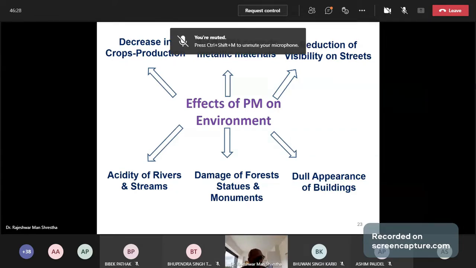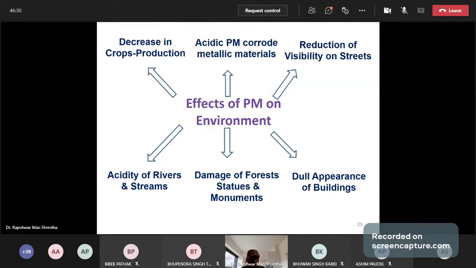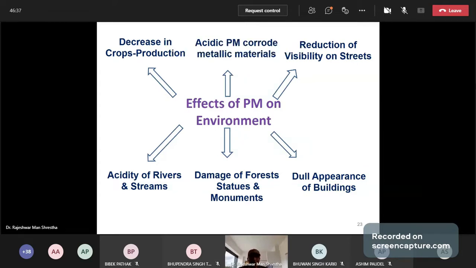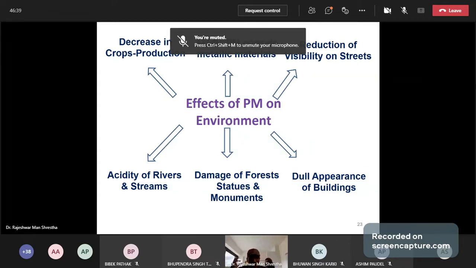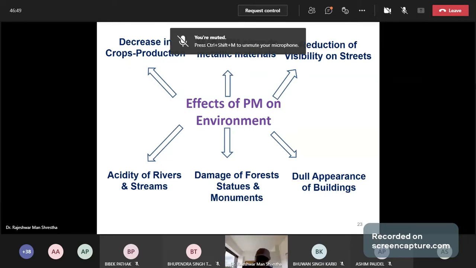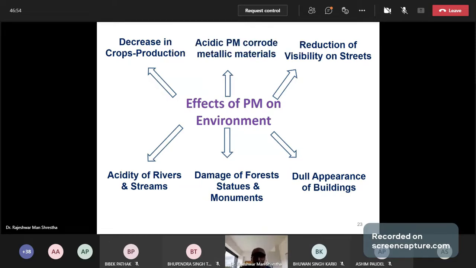Then it will increase the acidity of rivers and streams, and damage forests and statues and monuments. Particulate matter deposited on buildings will cause a dull appearance of the building. For example, a statue covered by carbon particles will lead to a dull appearance.